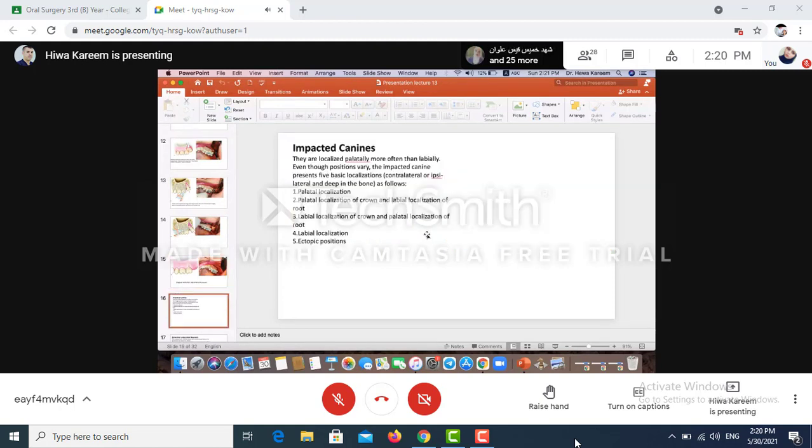Now I go to canine impaction. Canine, the impacted canine. They are localized palatally more than labially. Most of the canine impaction positions are palatal, not labial.